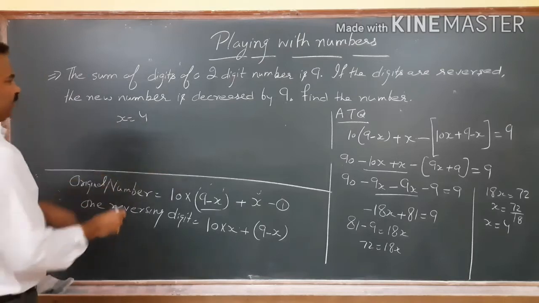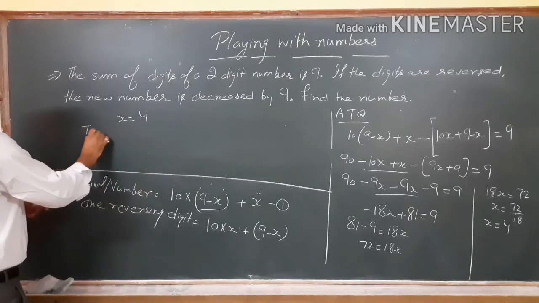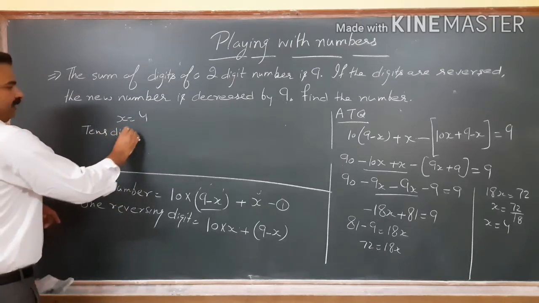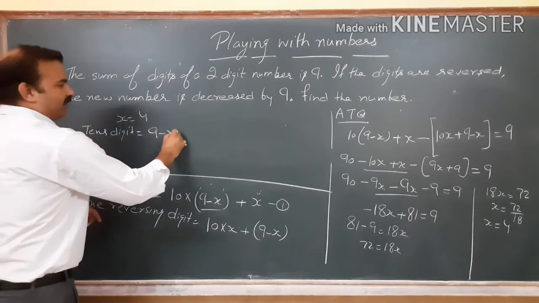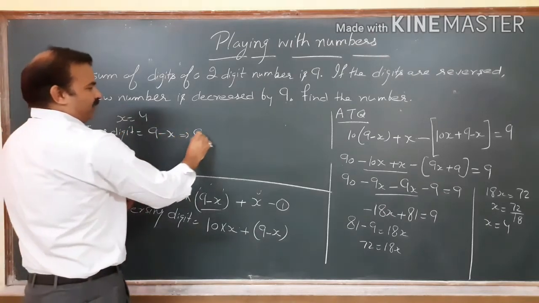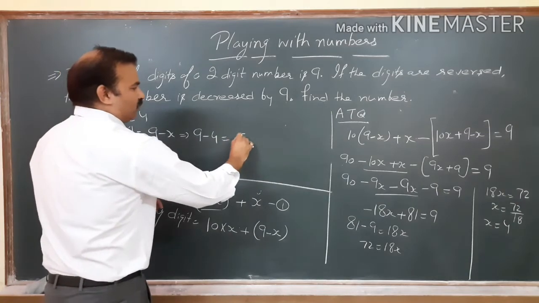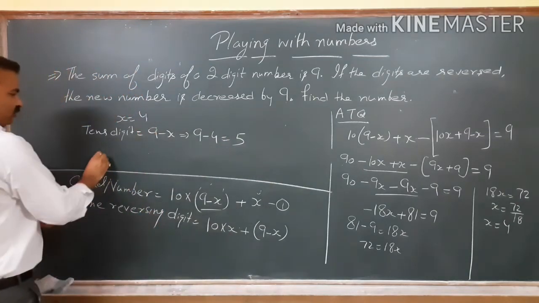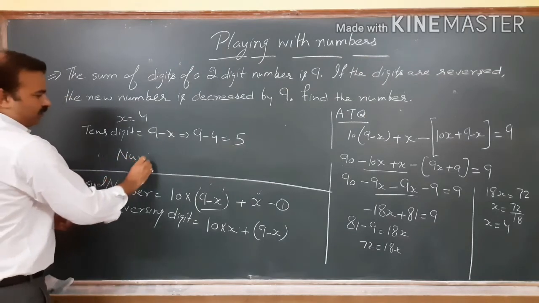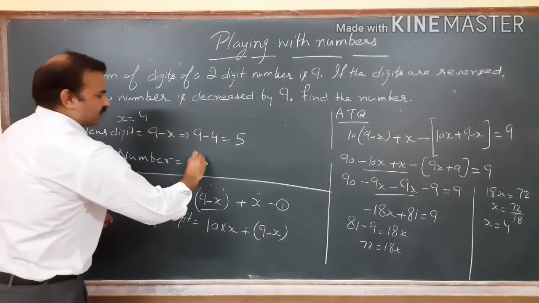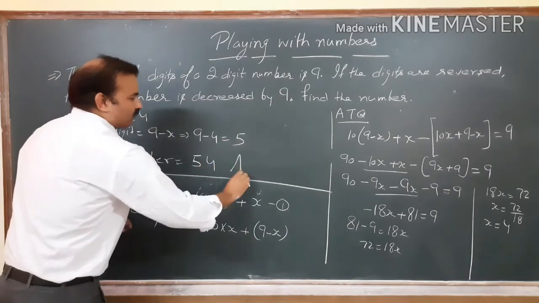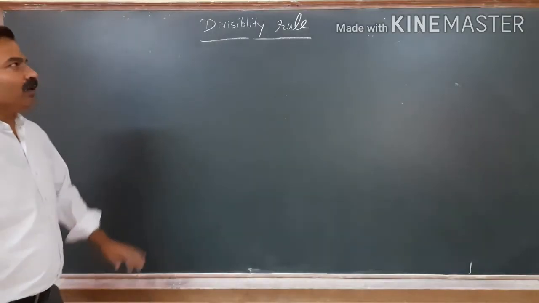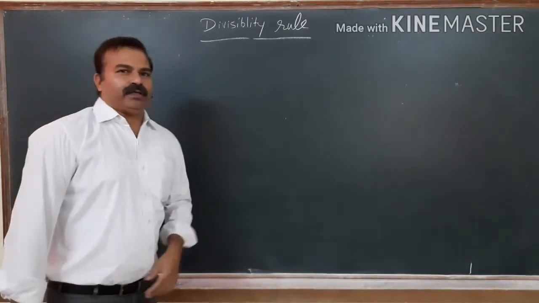And what was the tens digit? So, therefore, the tens digit is equal to 9 minus x. That can be written as 9 minus 4 is equal to 5. This is the tens digit, this is the unit digit. So, therefore, what is the number? That is 54.